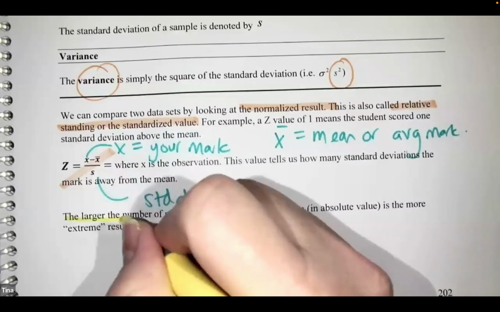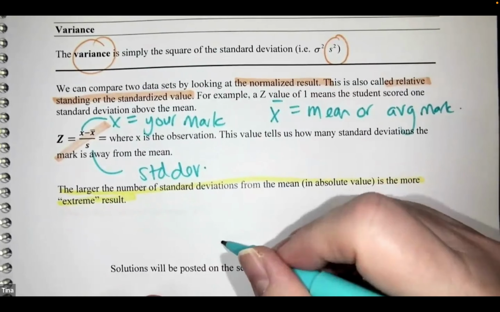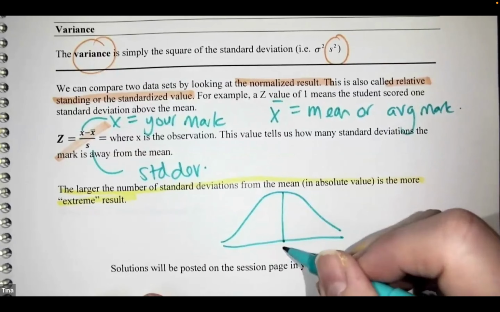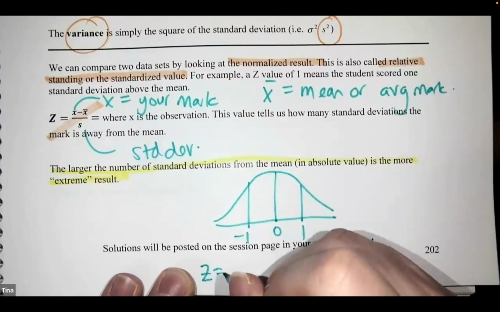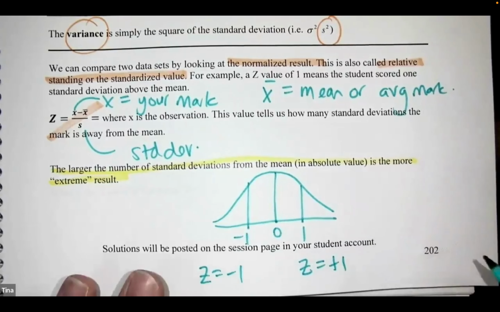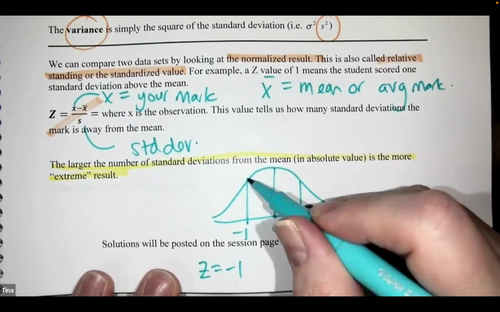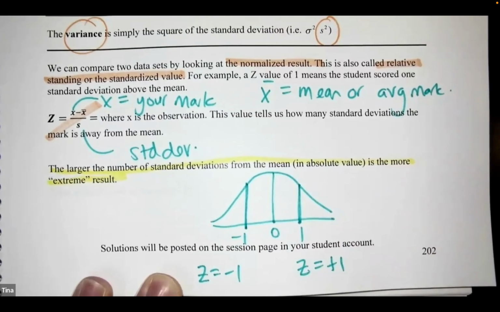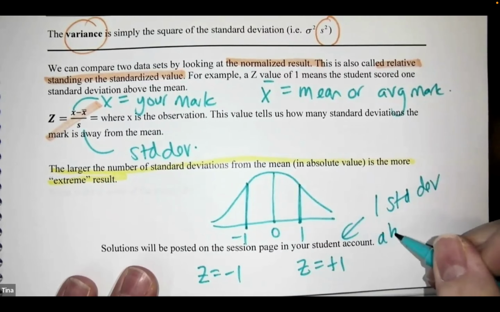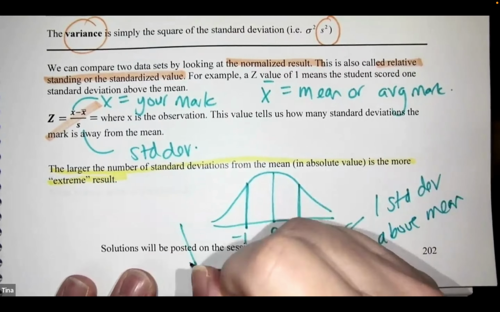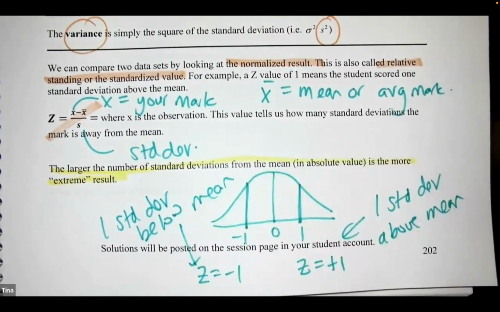So the larger the number of standard deviations from the mean, the more extreme the result. If you think about the normal distribution with a mean of 0, then Z is -1 to Z is +1 is 1 standard deviation, and as you keep going out, you get further and further. Both -1 and 1 are the same distance from the mean, just in opposite directions. So +1 is 1 standard deviation above the mean, whereas -1 is 1 standard deviation below the mean.